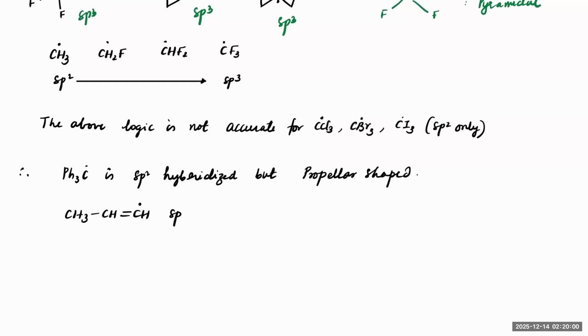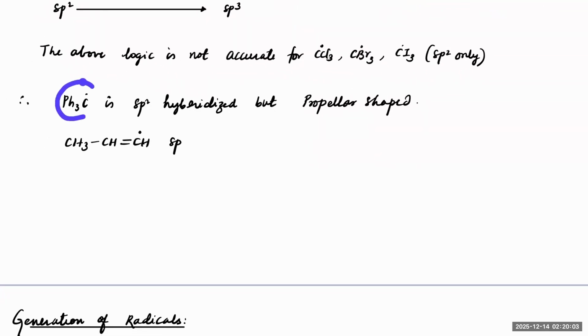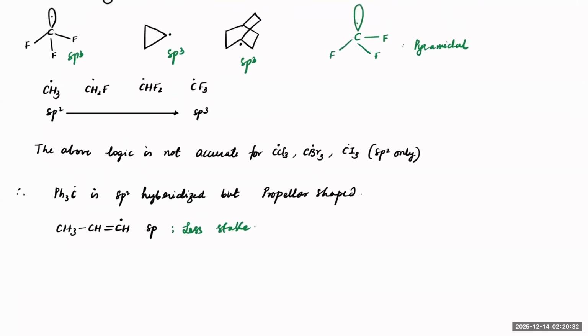Okay. And next, the triphenyl carbon radical is sp2 hybridized, but it will show a propeller shape. While CH3CH=CH dot, right? Here it is an sp carbon. So since it is an sp carbon, you know, this is less stable. Everyone got a gist about what happens to the radicals here.